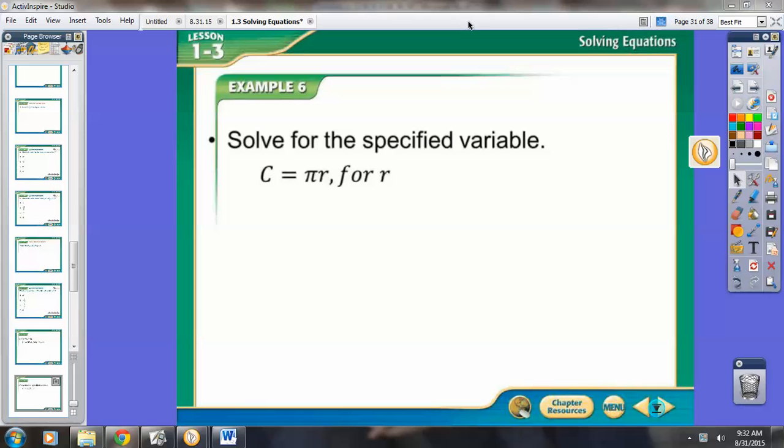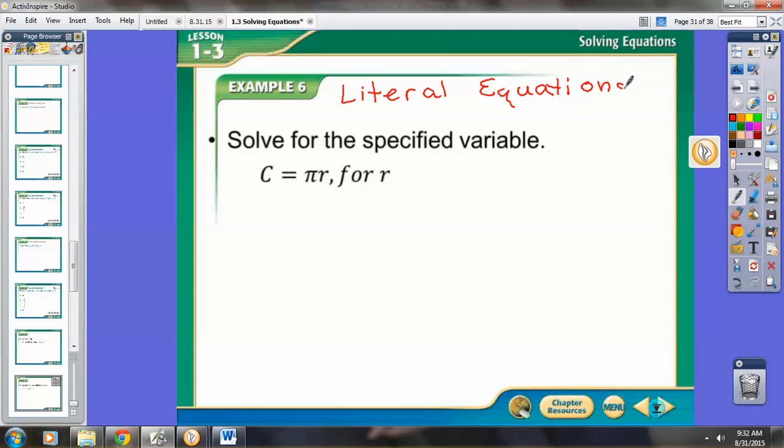If you would please title your notes. Today is August 31st. On the top of your notes, let's put today's date, August 31st. And let's title our notes. We're still solving equations, so if you want to put under that category, you can. But more specifically, these are called literal equations. I'll write that in. We're solving for specific variables.